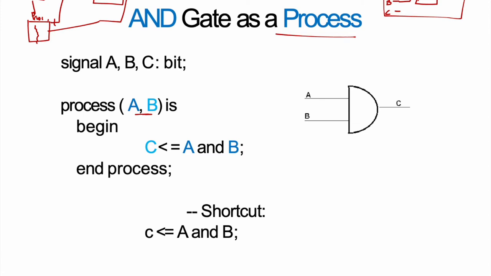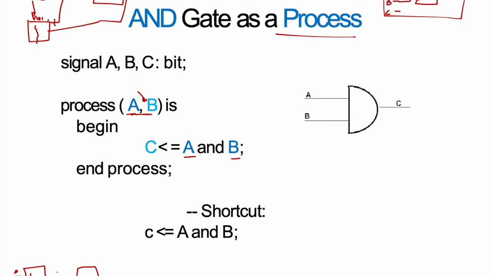It looks like the parameters of a function, but sensitivity list simply means that whenever the value of A changes, maybe 0 to 1, 1 to 0, whenever there is a change, we want the process to run. Yeah, whenever B changes, so a change in B, we want the process to run. The process is sensitive to its input list, right? So remember we need to do this to make sure that at least the inputs coming into the process are accounted for, so the process will run whenever they change.